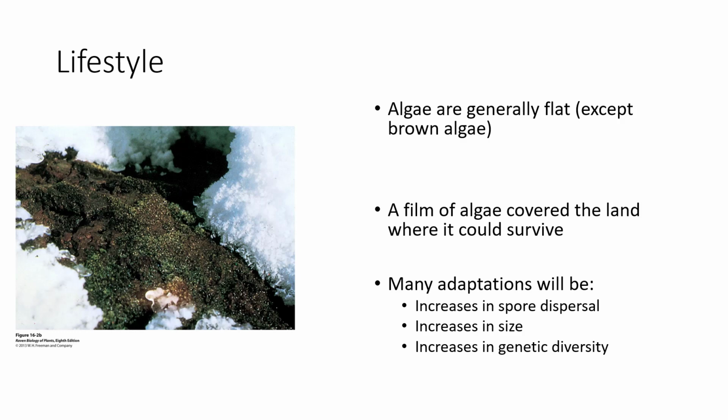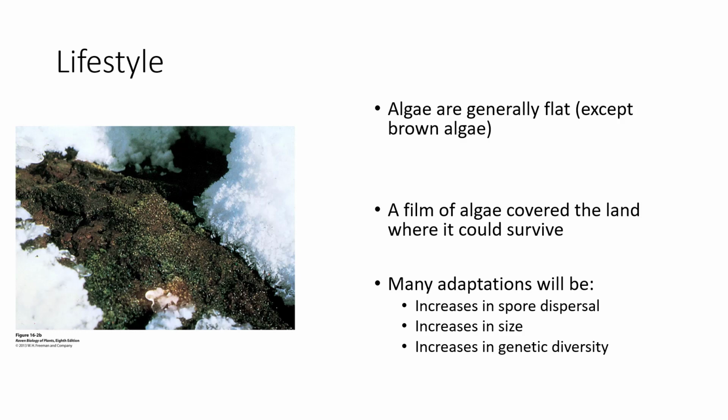There was a film of algae that covered the land wherever algae could survive. We see an example here where there's some snow melt and there is a rock and there's algae just basically clinging to it. So how does that algae survive on land, and how can it do better? Well, anything that can disperse spores farther is going to help these growing plants to do better.